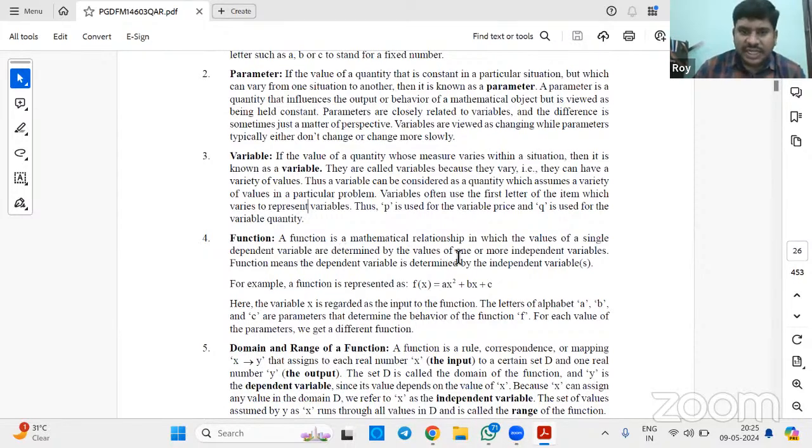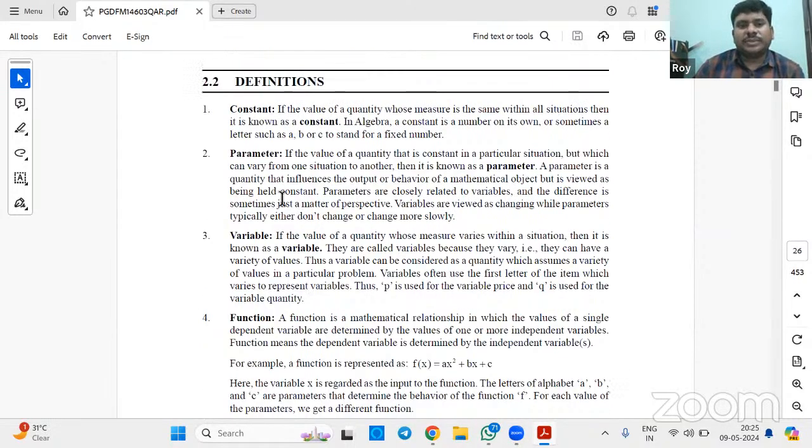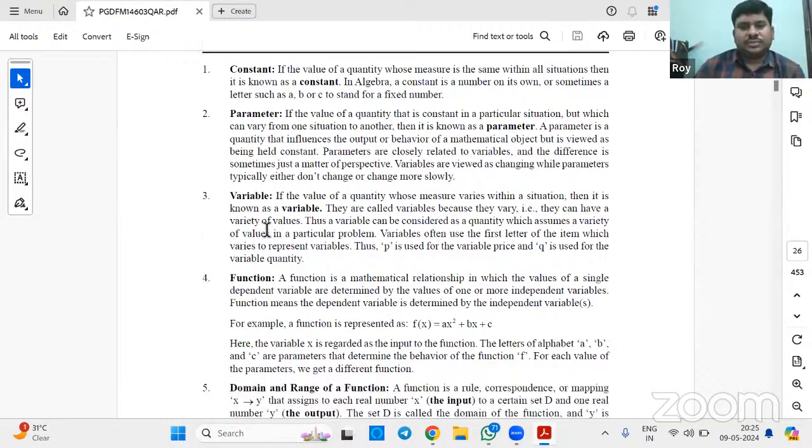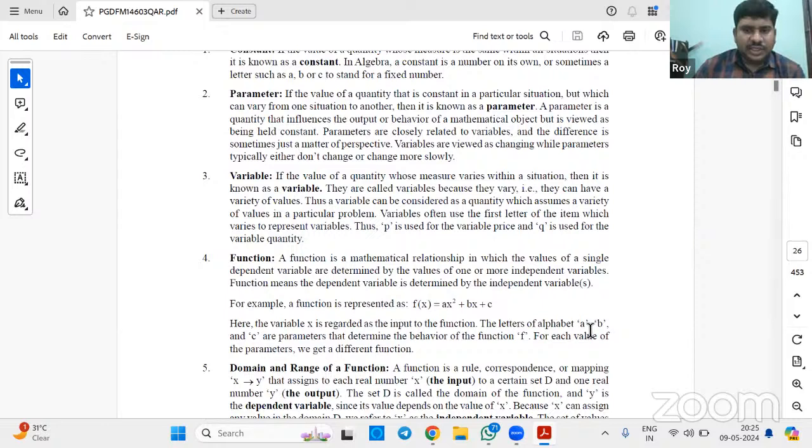Now, what is a function? A relationship of all the above three: constant, parameter, and variable. Here the letters a, b, c, this is an equation, this is a function. f of x is equal to ax square plus bx plus c, and the variable x is regarded as the input to the function. Input will change. Today I sold 10 mouses, so put x equal to 10: a into 10 square plus b into 10 plus c. Now a, b, c are the parameters that determine the behavior of the function. For each value of the parameters, we get a different function.